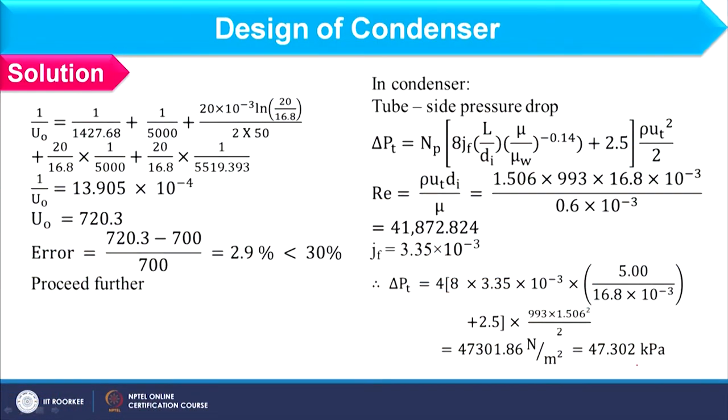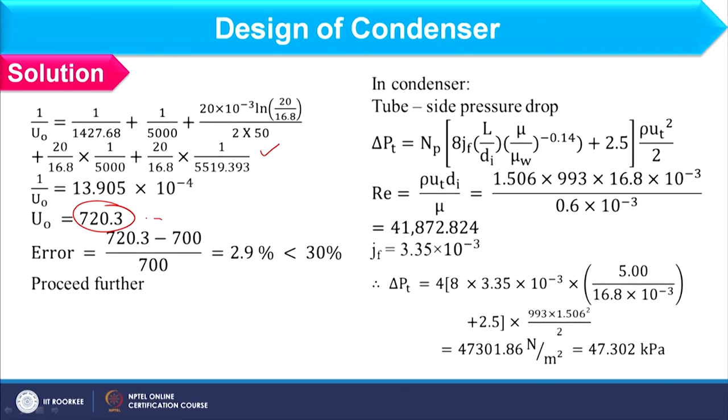So, once I have the heat transfer coefficient on the tube side as well as on the shell side, and the fouling coefficient is also given to us as 5000 for both fluids, and the thermal conductivity of the material is given to us, we can simply calculate the overall heat transfer coefficient by a known equation with 5 terms. This equation we have discussed in shell and tube heat exchanger design as well as double pipe design also. So, you can apply this. You can consider this equation with different terms, and I found the overall heat transfer coefficient as 720.3 watt per meter square degree Celsius.